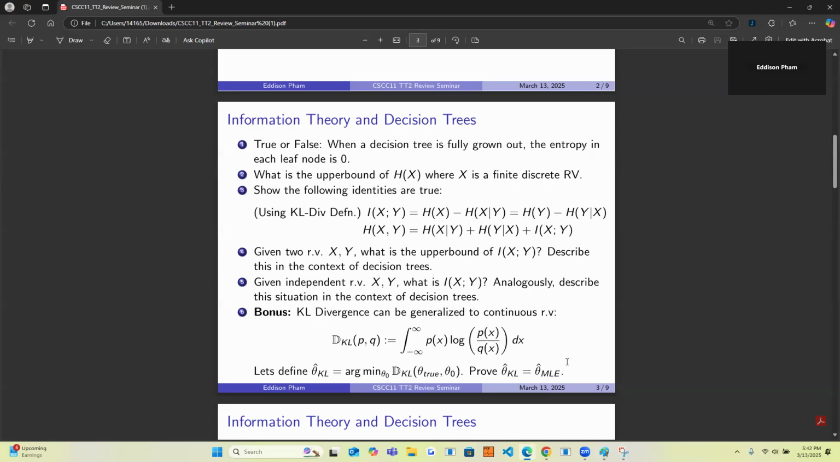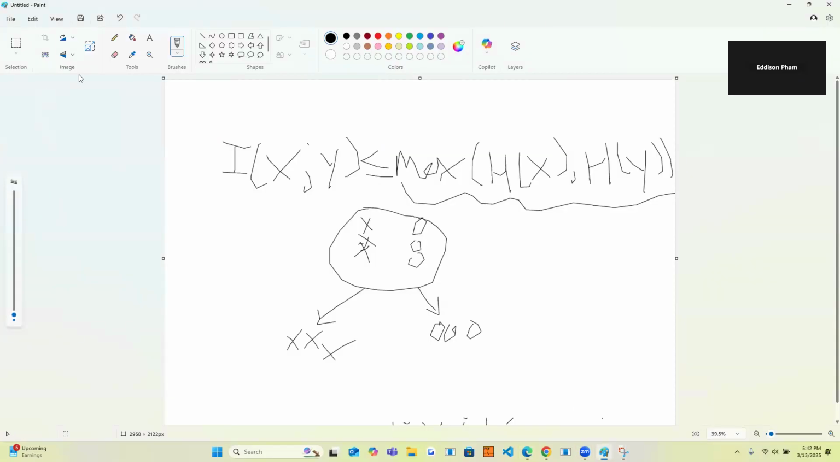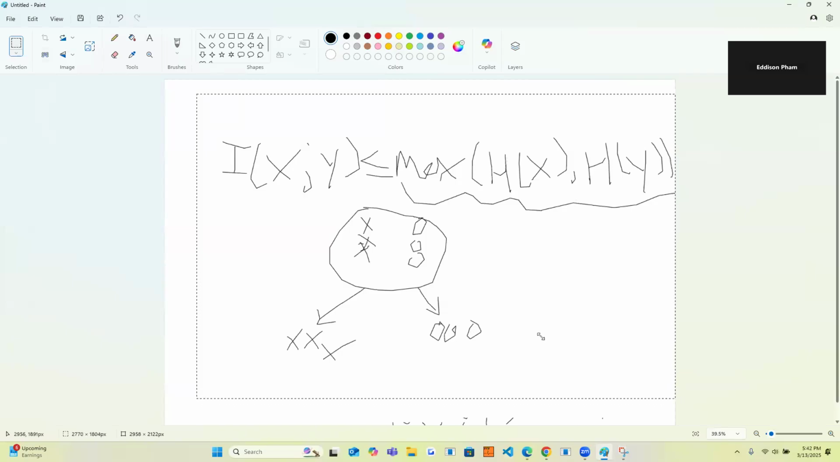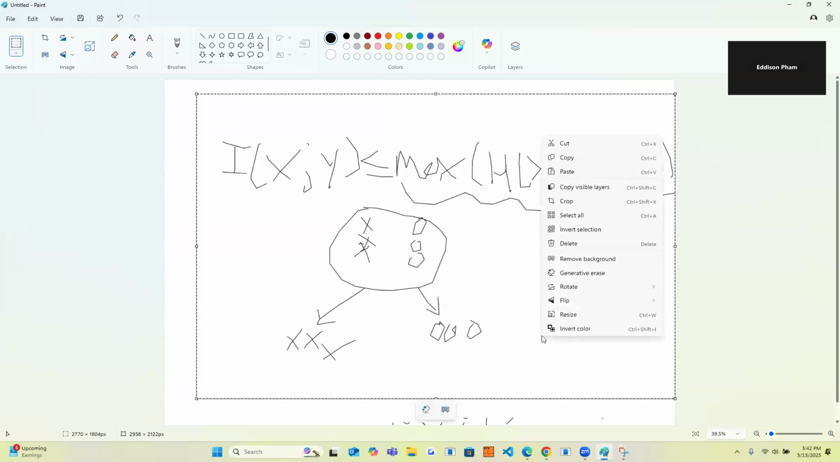All right. So I don't know if you guys remember the formula for information gain. One of the child nodes has all of the elements of the parent node. The other one has none.